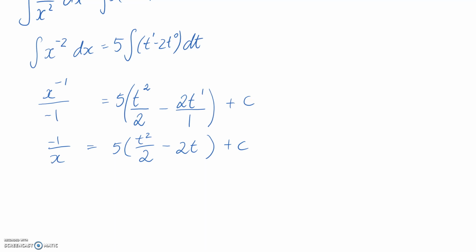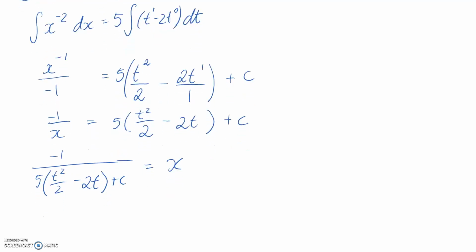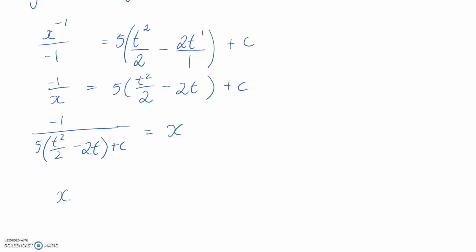And now what I want to do is try and get x on its own. So what I'm going to do is multiply this up to the other side of the equation, and at the same time I'm going to divide this down. So I'm going to get negative 1 over 5 times t squared on 2 minus 2t plus c. It's equal to the x that got multiplied up onto the other side of the equation. So this here becomes my equation, or solution to the differential equation.